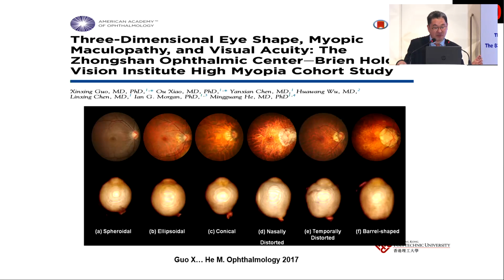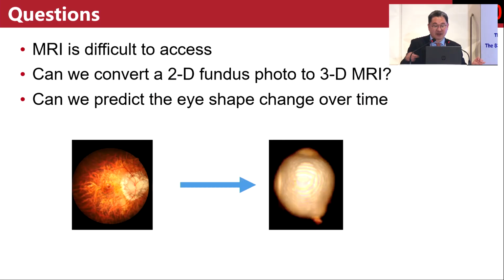This is a paper we published 7 or 8 years ago. It demonstrates that the ocular shape among high myopia patients is really associated with what we call pathologic myopia grading. So shape is important, that's all we know. But having an MRI scan done is very painful, it's expensive, and it takes a long time, like 30 or 40 minutes to complete.